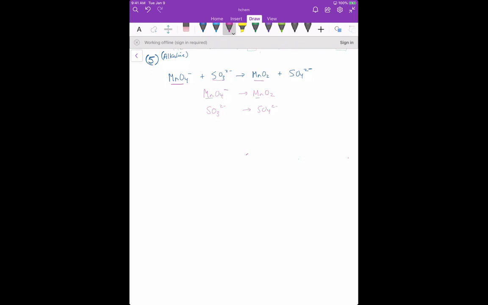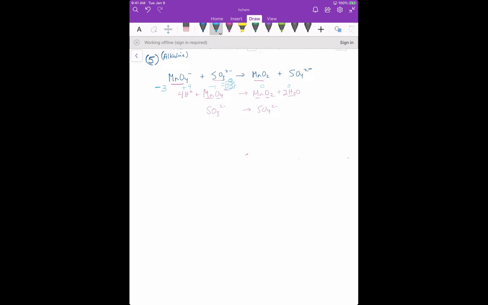Balancing 1 and 1, and then 4 and 2, which means I need 2 H2O to balance those oxygens. And now I've created 4 hydrogens on this side. And let's look at charges: +4, -1, 0, and 0. So this means I have a +3 on the reactant side, and I have a 0 on the product side. So I need to add a -3 on here. So that changes this to 0 for charges.